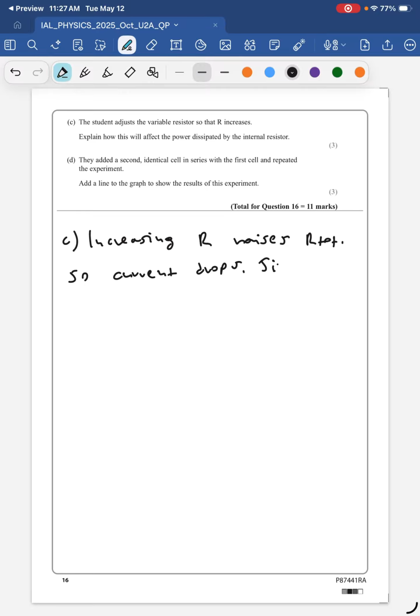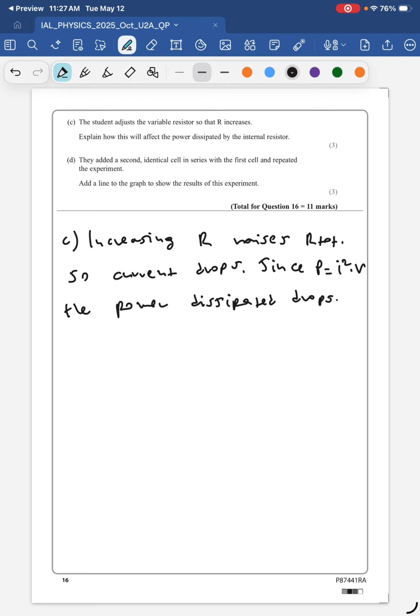Okay. Since power is I squared times the internal resistance, so since the power is I squared times R, the power dissipated drops. Okay, so this is what's going to happen.